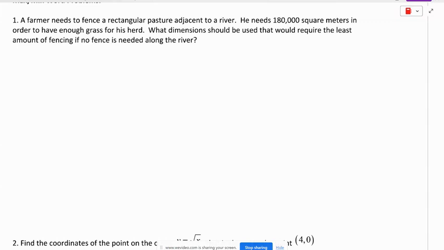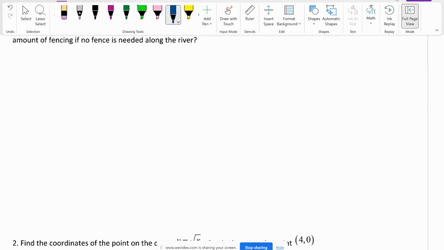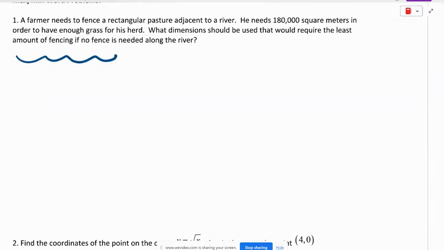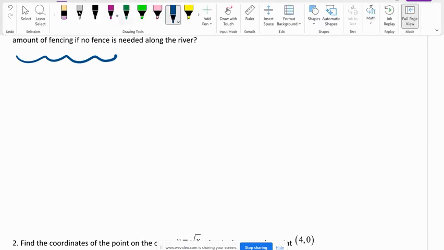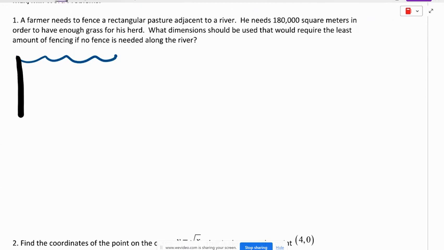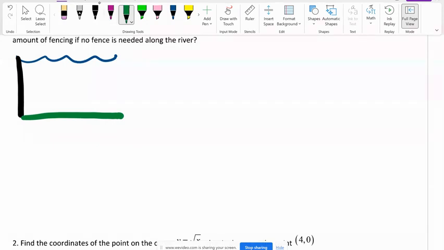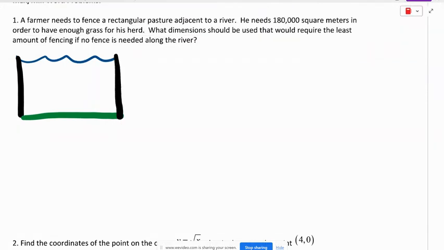Okay, well, let's go step by step. So, a farmer needs to fence a rectangular pasture adjacent to a river. Are we fencing along the river or are we not fencing along the river? So, let's get our diagram going. Here is our river. So, then we are fencing the other three sides. 1, 2, 3. 3 sides of fencing.